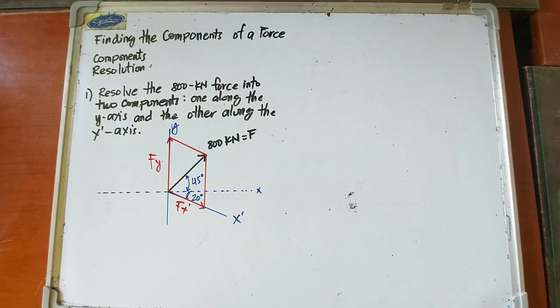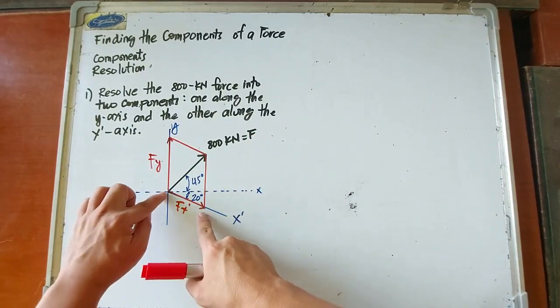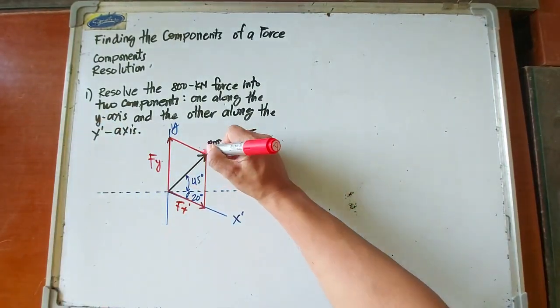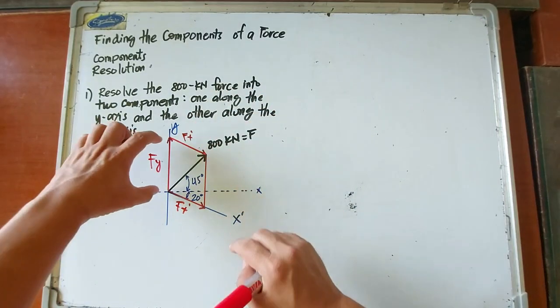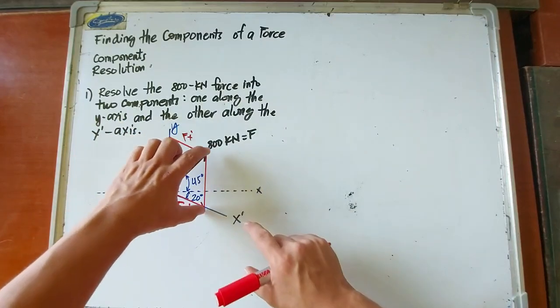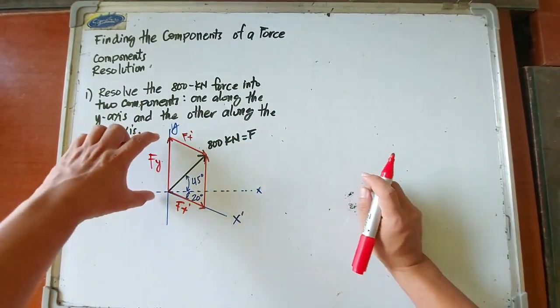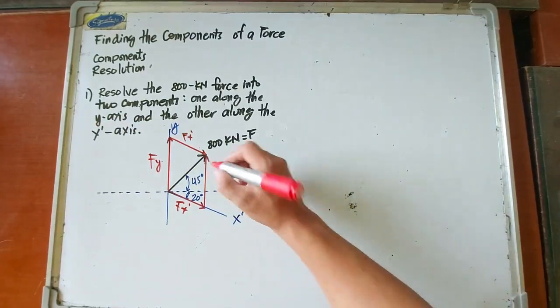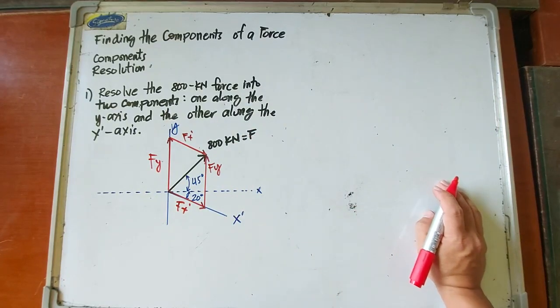Now, to solve for the components, since Fx prime ito ay parallel dito, this means this is also Fx prime. And Fy, parallel siya dito. Direction niya is upwards. Parallel lang siya, same length, same direction, which means this is also Fy. So we have the same magnitude, same direction.